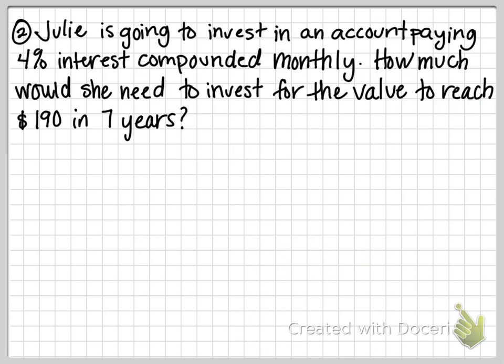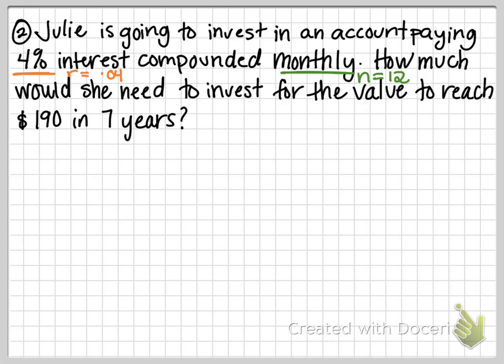Compounded monthly. How much would she need to invest for the value to reach $190 in 7 years? So what do we have? We've got an interest, right? That's our rate, which is what? 0.04. Change it from a percent to a decimal. Compounded monthly. Yep, N equals 12. Compounded 12 times a year.